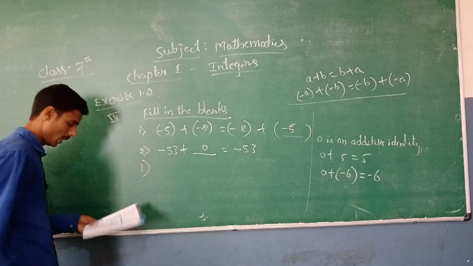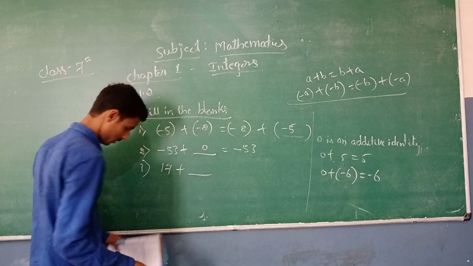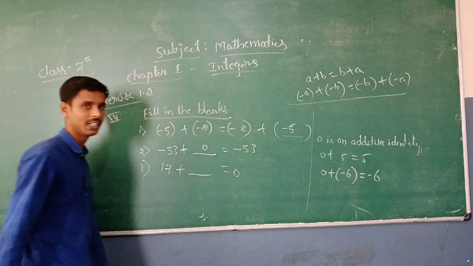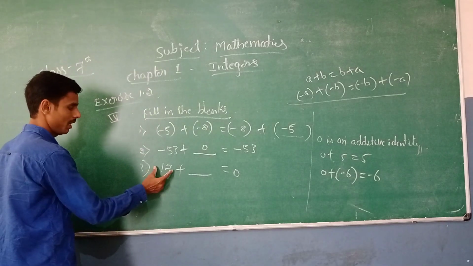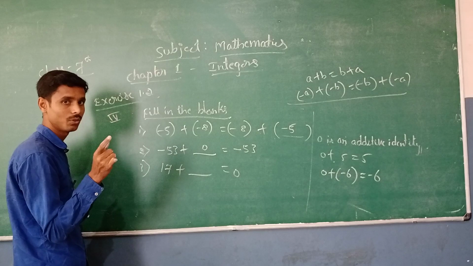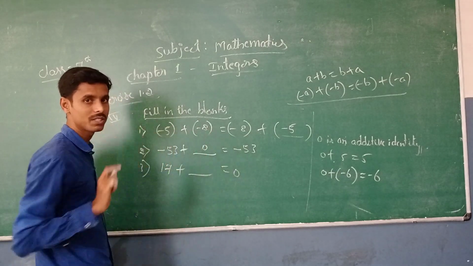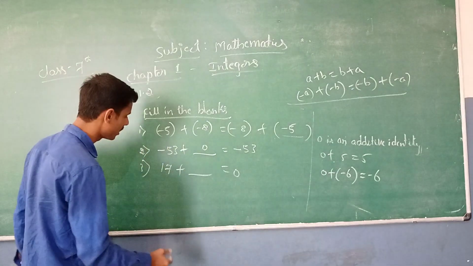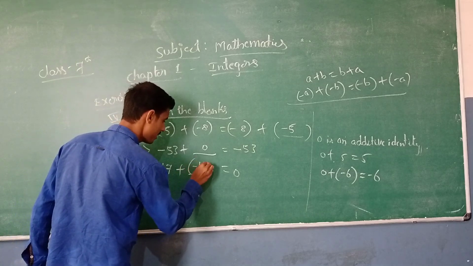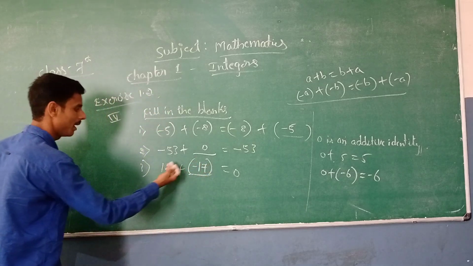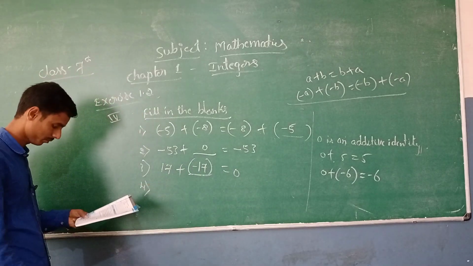Third one, 17 plus dash equals 0. So we already know additive inverse also. What is the additive inverse of an integer? We should write the same integer with the opposite sign. So what is the additive inverse of 17? -17. 17 minus 17 is 0. Clear?